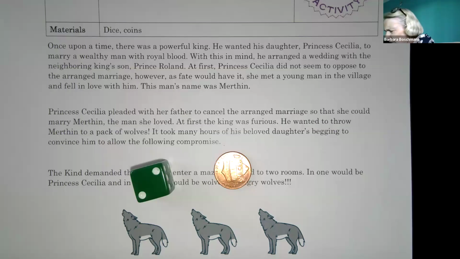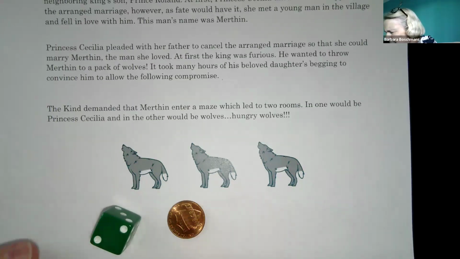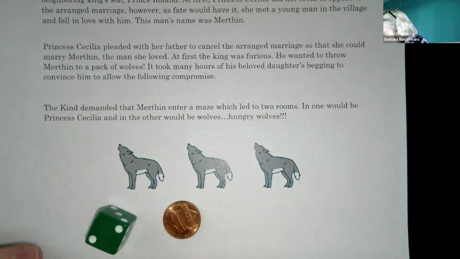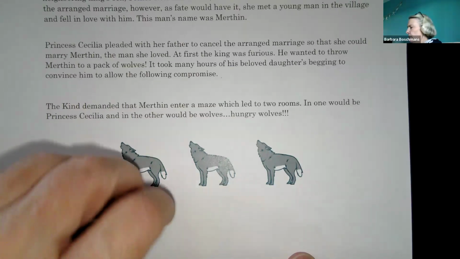At first, the king was furious. He wanted to throw Merthin to a pack of wolves. It took many hours of his beloved daughter's begging to convince him to allow the following compromise. The king demanded that Merthin enter the maze, which led to two rooms. In one would be Princess Cecilia, and the other would be the wolves, hungry wolves. So we have a map of the maze and the rooms.